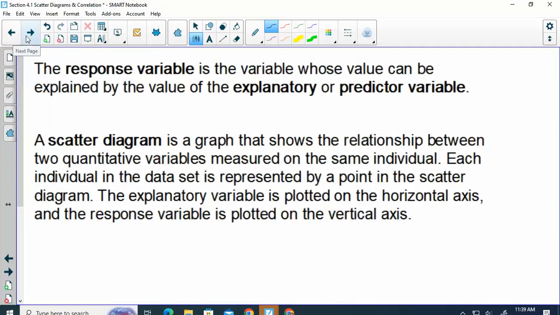Next thing we're looking at is scatter diagrams, which is something that you have seen before. We need to know the difference between a response and explanatory variable. So the response is the variable whose value can be explained by the value of the explanatory variable. In other words, explanatory is like your x, response is your y. So x is the thing you control, and then y would be the outcome at that particular level.